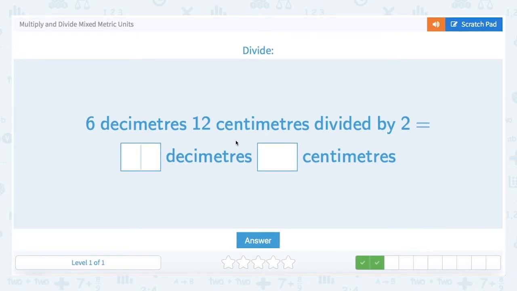6 decimeters, 12 centimeters divided by 2. So let's go ahead and do this one without the scratch pad. 6 decimeters divided by 2 would be 3 decimeters. 12 centimeters divided by 2 would be 6 centimeters. So again, a centimeter is a smaller unit than a decimeter. It would take 10 centimeters to make 1 decimeter. And we don't have 10 centimeters, so we don't need to make any adjustments. This is our answer.